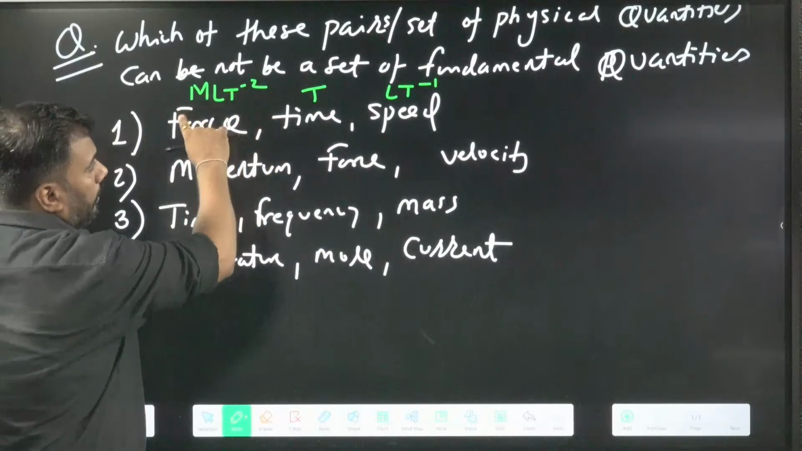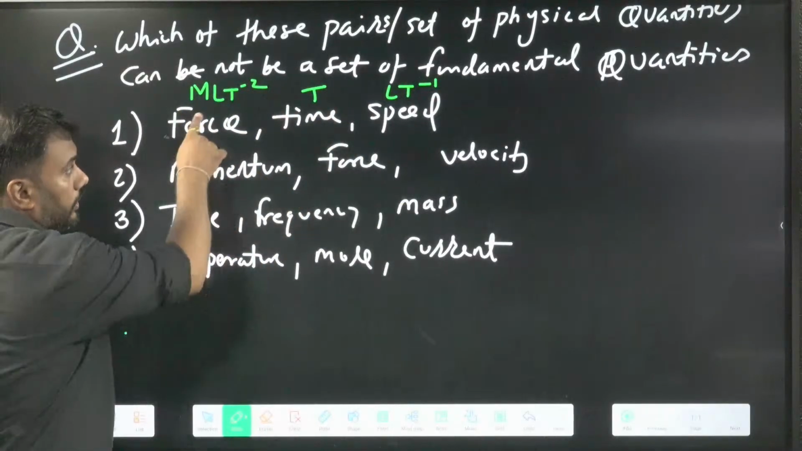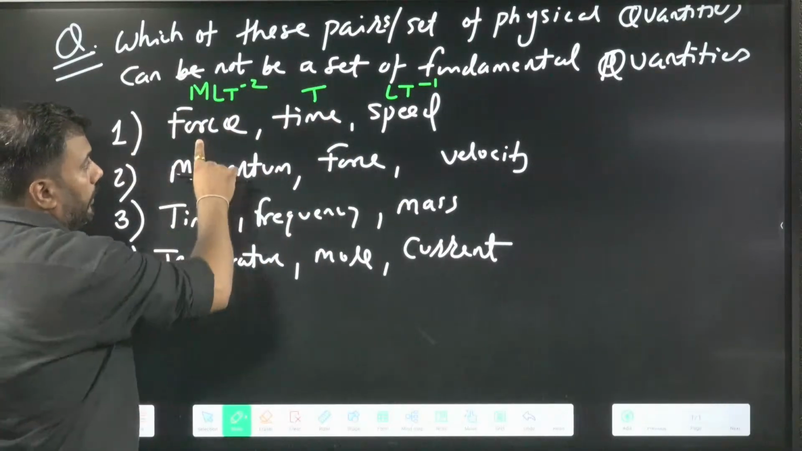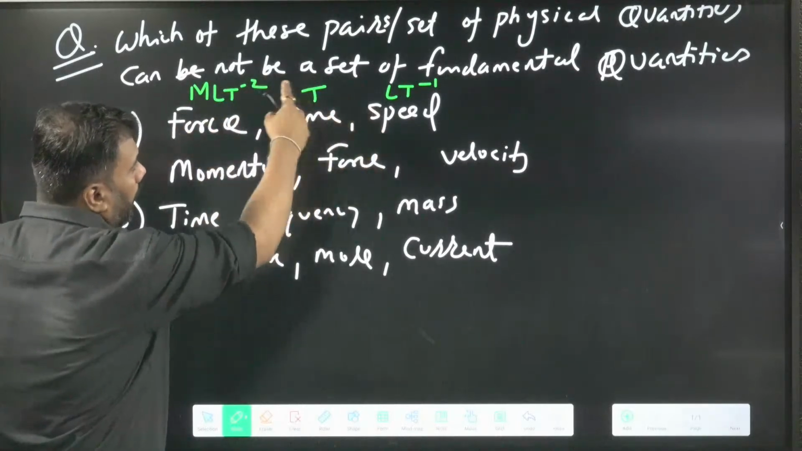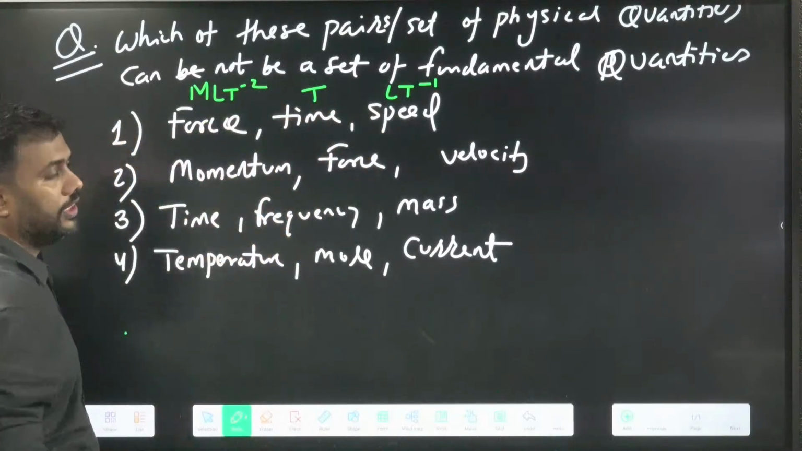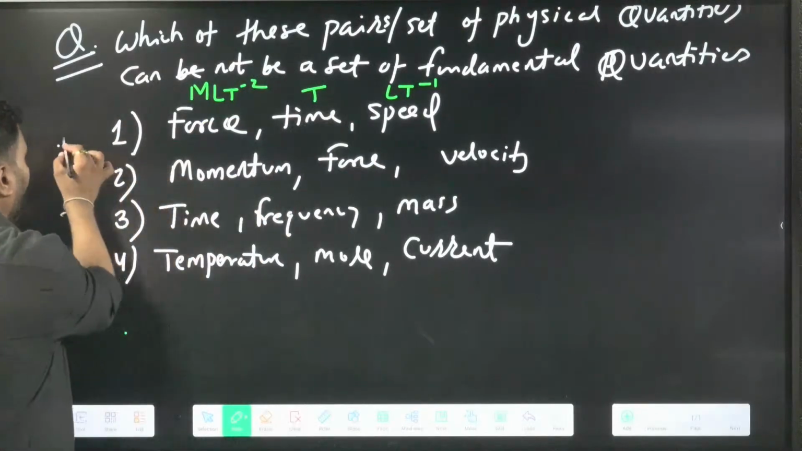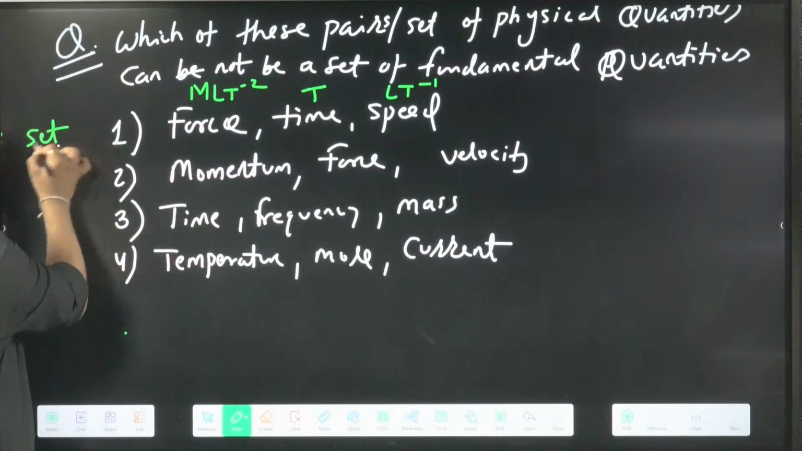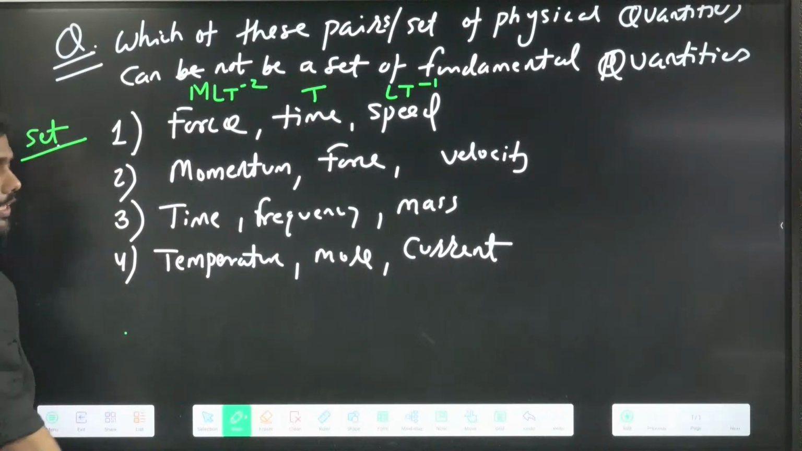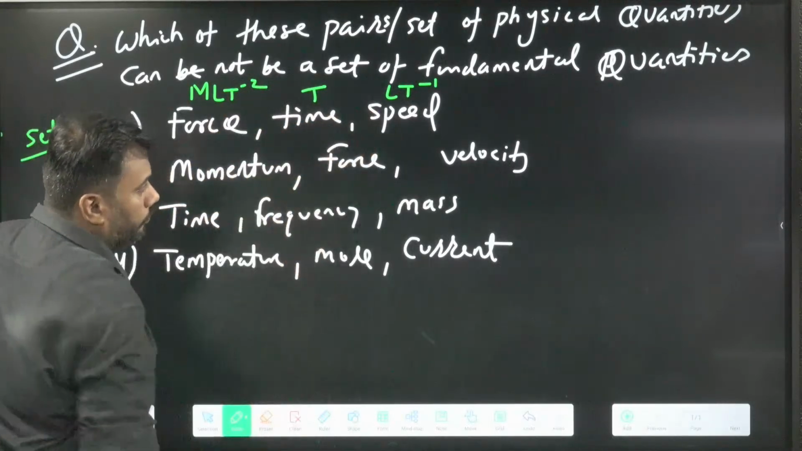Using these two only, I cannot derive speed, because force will contain mass. And using force and speed, I cannot derive time. So this is a set of fundamental physical quantities. We cannot derive any one of them using the other two.